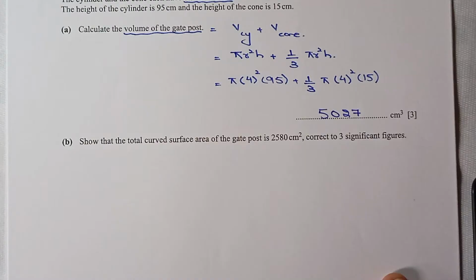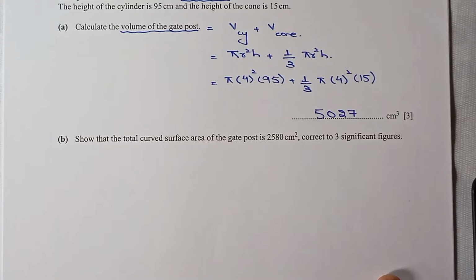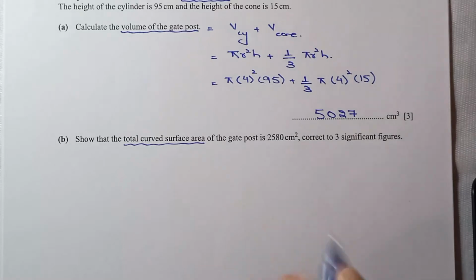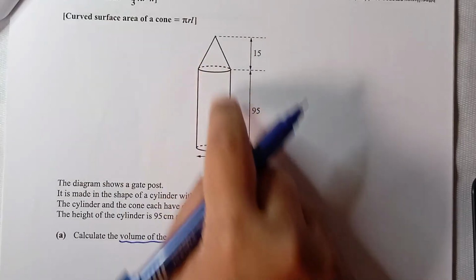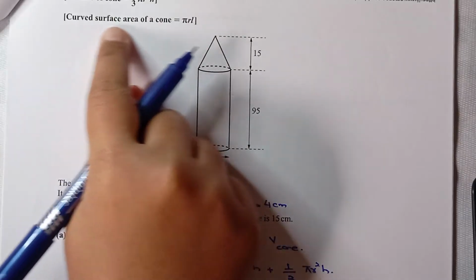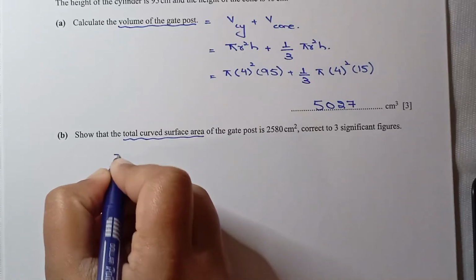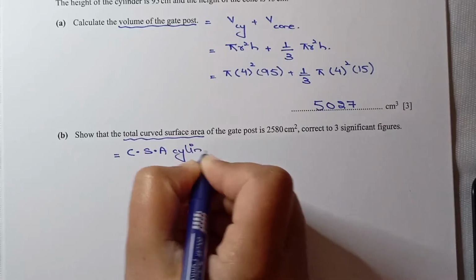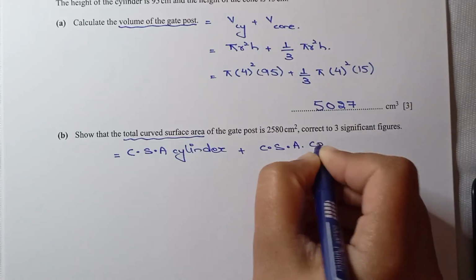Now for part B, show that the curved surface area of the gate post is 2580 centimeters squared, correct to three significant figures. So we need to find the total curved surface area. The total curved surface area equals the curved surface area of the cylinder plus the curved surface area of the cone. The curved surface area of a cone is given to us.